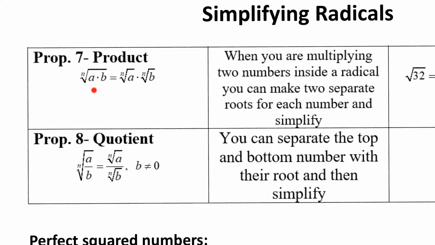That's going to help you simplify the radical. You can also go backwards. If you have two radicals, you're multiplying two square roots, you can make one square root, multiply the radicands, and then you simplify from there. Now today though, we are looking at the quotient property.